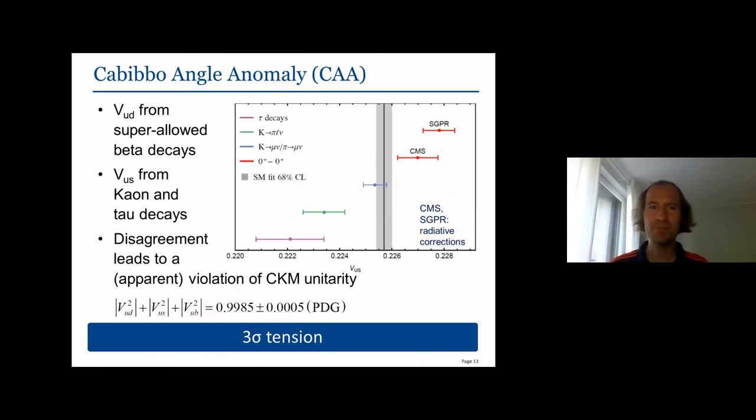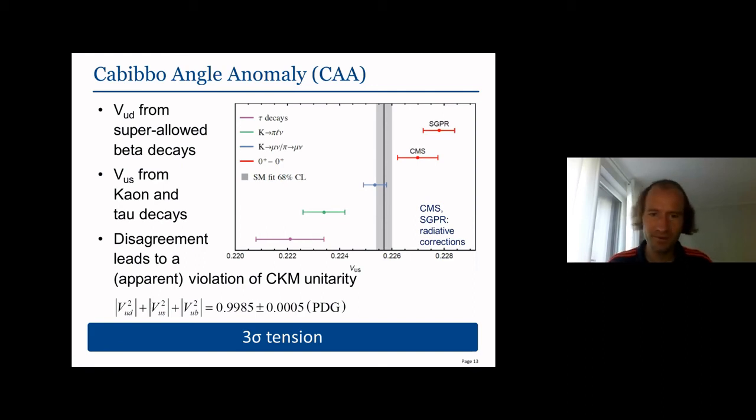Finally, there is the Cabibbo angle anomaly. The origin is that you determine V_ud most precisely from super-allowed beta decays, and then you compare it to V_us from kaon and tau decay, assuming CKM unitarity. So if I don't have new physics, the CKM matrix is definitely unitary, and you can convert everything in units of V_us. And then what you see here is that beta decays with different radiative corrections give you significantly higher values for V_us than kaon decays, or these K_l3 decays, or even tau decays.